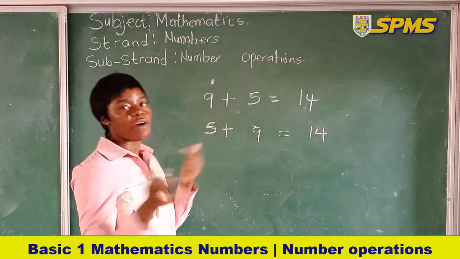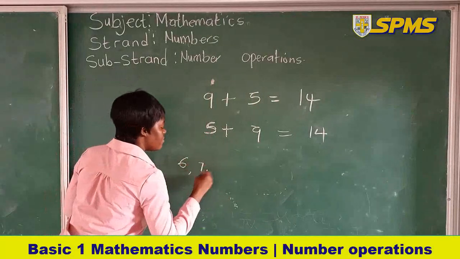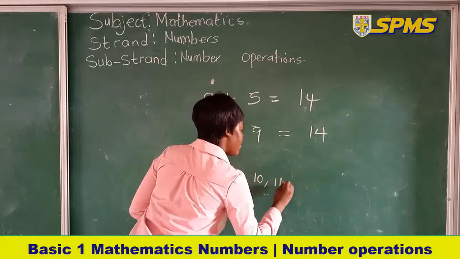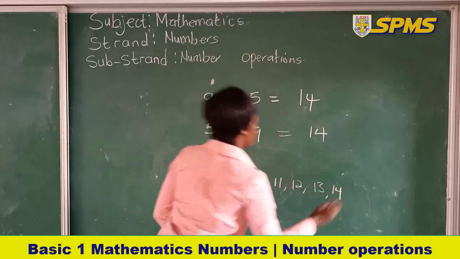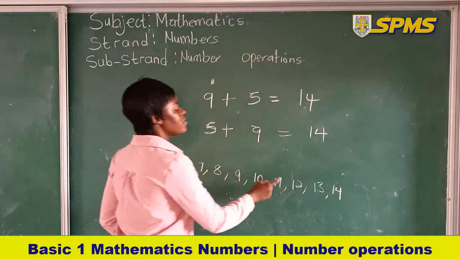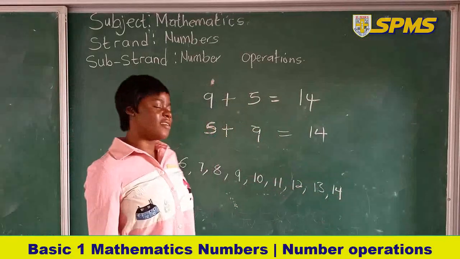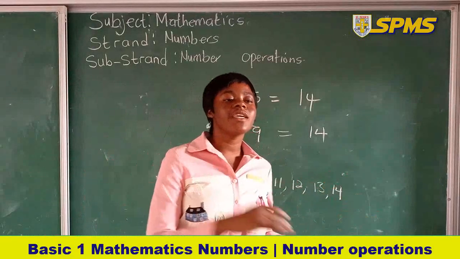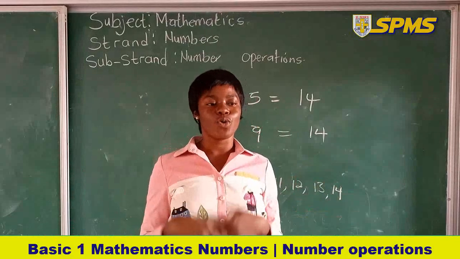We are using our counting method. We have 5 already. 6, 7, 8, 9, 10, 11, 12, 13, 14. We are counting in 9 places: 1, 2, 3, 4, 5, 6, 7, 8, 9. So our answer is 14. So when you interchange numbers, changing the position of addends gives you the same sum or total.